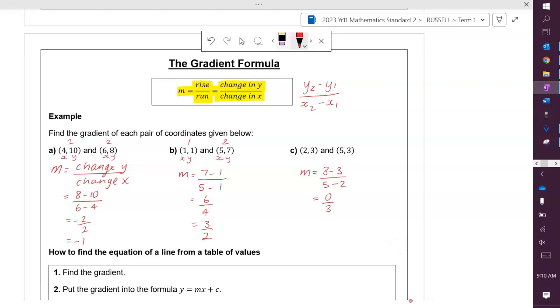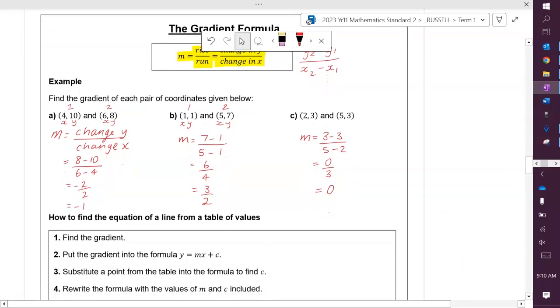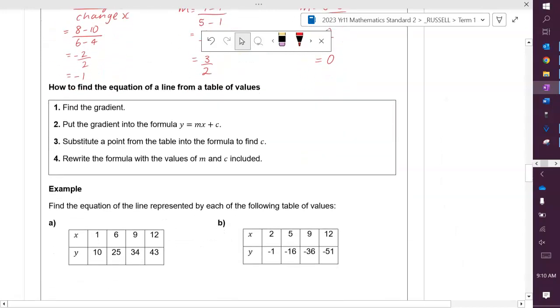And if we have 0 as our numerator, that simply means it's going to be 0. It doesn't matter what that denominator is. So that would mean we would have a flat line or a straight line. There is no gradient to it.